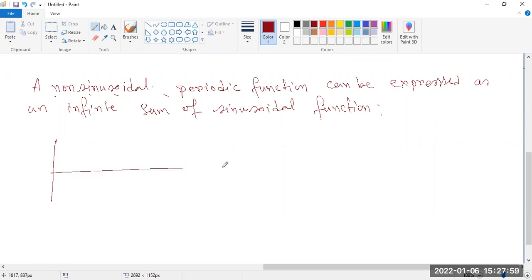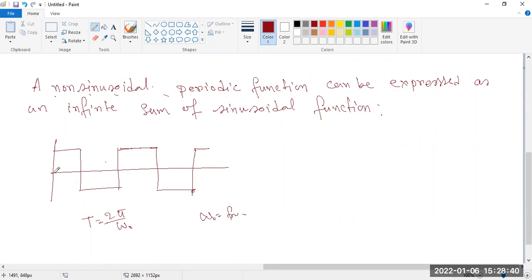Let me explain this so that you can understand. Look, this is a square wave. This is not a sinusoidal function, but it is periodic. Periodic means after a certain period, it repeats. That's why this is periodic. So the time period is T equal to 2 pi by omega 0, where omega naught is the frequency.